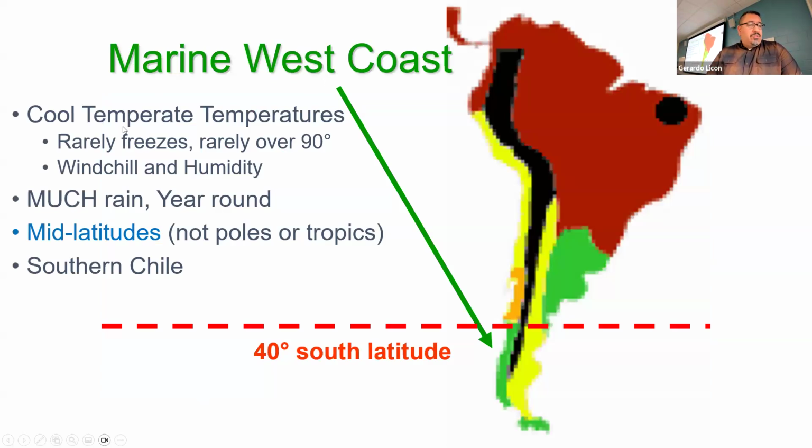Marine West Coast is cool, with temperate temperatures. It rarely freezes and is rarely over 90 degrees, but it feels colder than it is with wind chill. We're familiar with wind chill here. It's very humid, so a lot of rain year round, and also mid-latitude. And this you can find in southern Chile.